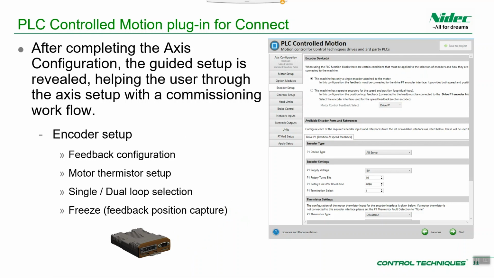So after the motor setup and option module setup, you've got encoder setup. Depending on your configuration, you have a number of properties that you can set up for your encoder. So you've got supply voltage, number of lines per revolution, etc. You've also got the ability to set up a dual loop system. That's one where one encoder controls the speed loop and another encoder controls the position loop.